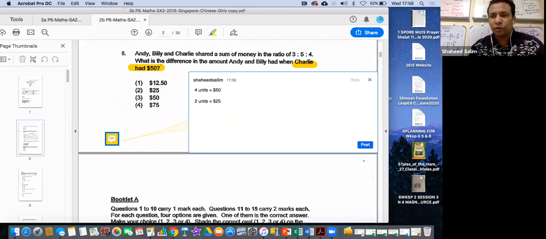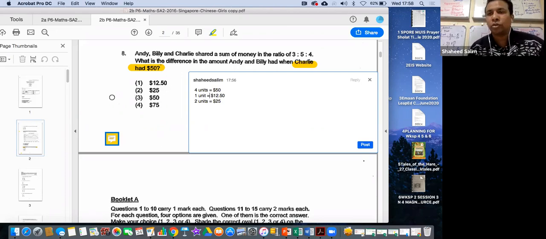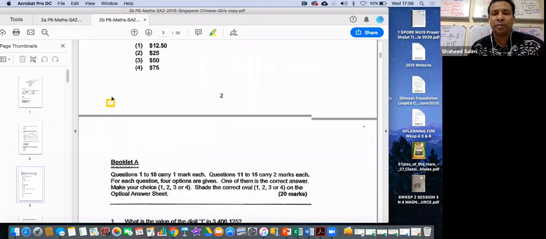Are you confused? You look confused, Zahira. So maybe we find 1 unit. 1 unit is how much? Then you divide by 4. Once you divide by 4, you will get $12.50. Then for 2 units, you times 2, and you will get $25. Are you okay, Zahira? Okay. These are questions you look at the video later and try again on your own, okay? You must try again, otherwise you might not be able to get it.